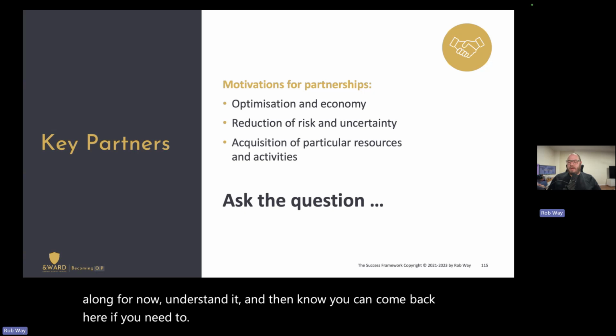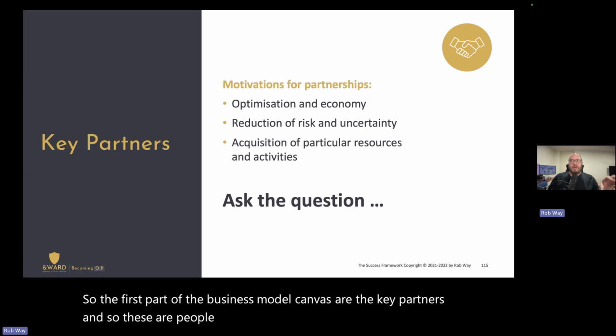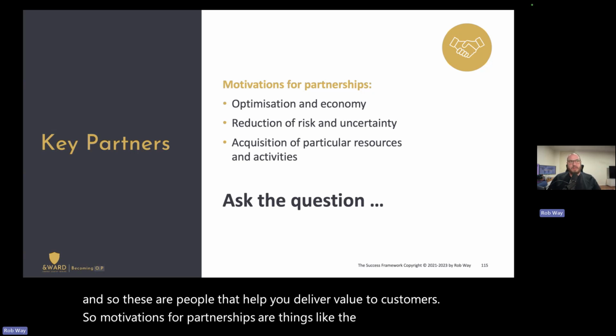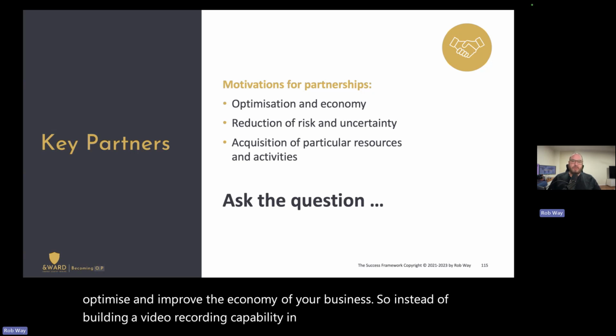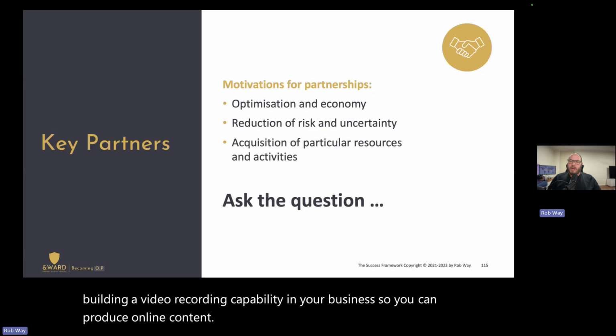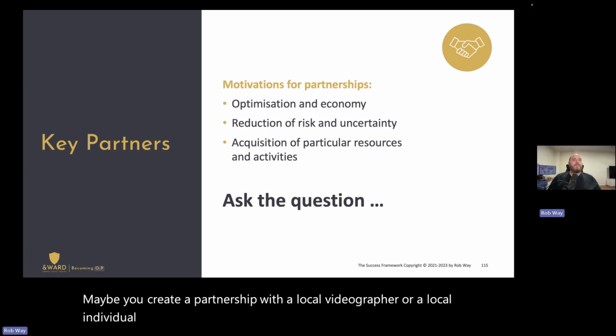So the first part of the business model canvas are the key partners. And so these are people that help you deliver value to customers. So motivations for partnerships are things like the ability to optimize and improve the economy of your business. So instead of building a video recording capability in your business so you can produce online content, maybe you create a partnership with a local videographer or a local individual that's starting up.